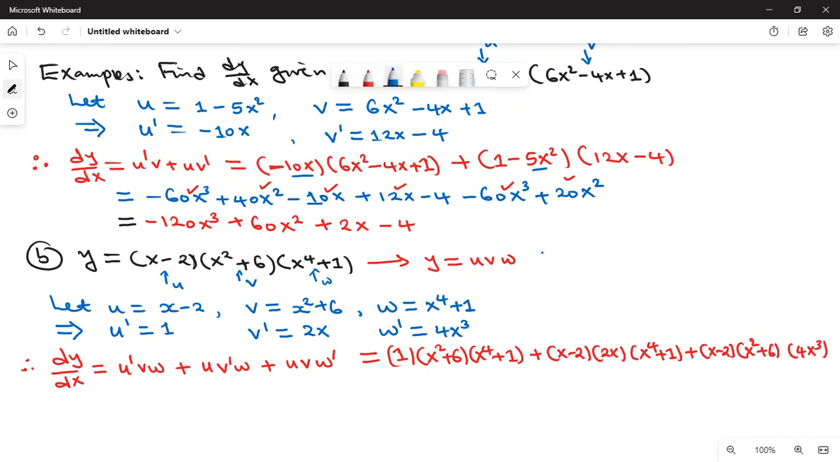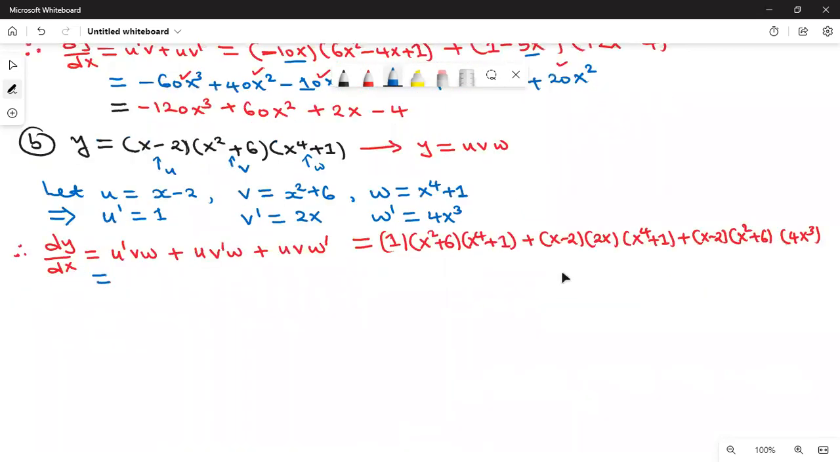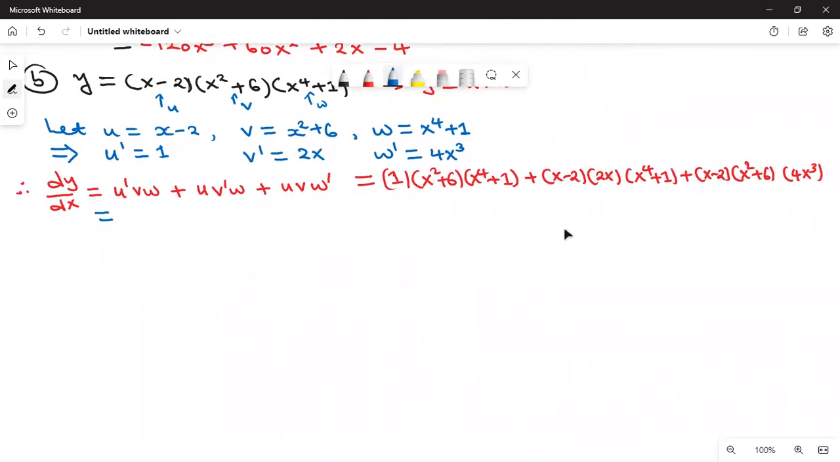So we can now simplify this. Remember, that's our derivative, but you could also open the bracket. But I don't see the need of having to open the bracket. If you have time, you can open the bracket so that you know that derivative explicitly. Let me multiply the first term. What will it give us? It will give us x raised to 6 plus x squared plus 6x raised to 4 plus 6. That's the first term.